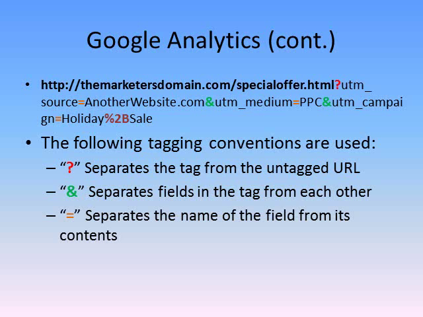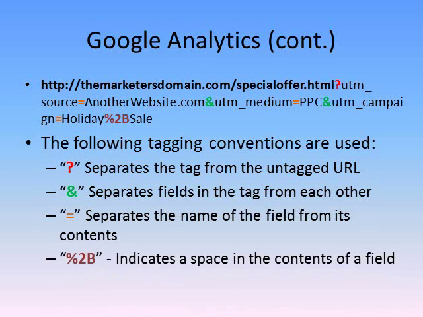So look at the first one, UTM underscore source. That's the source field where the ad is. Okay? And then the contents equals another website.com. That just simply tells Analytics where the ad was, the URL of where the ad was. UTM underscore medium, that's the advertising medium. And on the other side of that equal sign, that tells what the medium is. In this case, it was a pay-per-click ad. Aha! UTM underscore campaign. That's the campaign tag, equals, and there's the name of the sale, holiday sale.